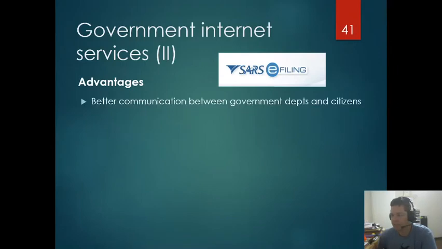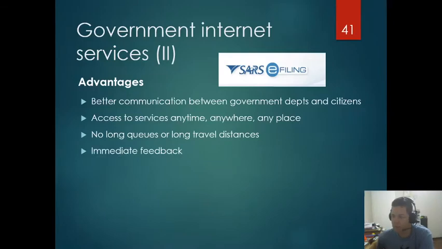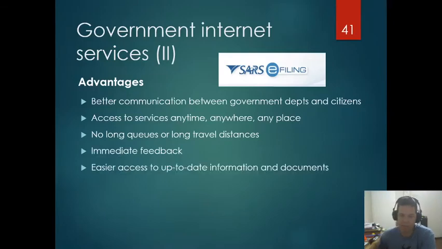The example is, say, e-filing. The nice thing is that the government can now connect with its citizens and give them more information. Plus, you don't have to go into a government department to get that service. You can do it online. You don't have to travel or wait in a queue. You can find out very quickly what the outcome was, and you can get information that's really up to date, because it was updated online.